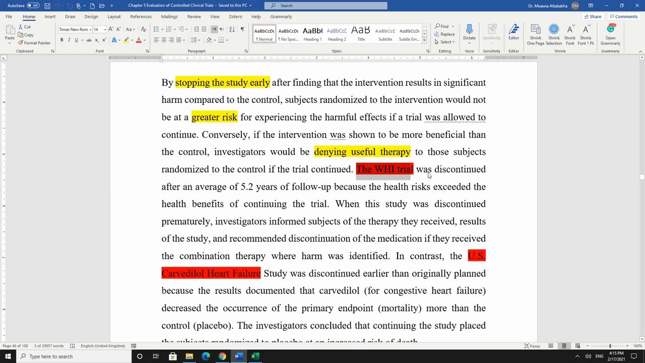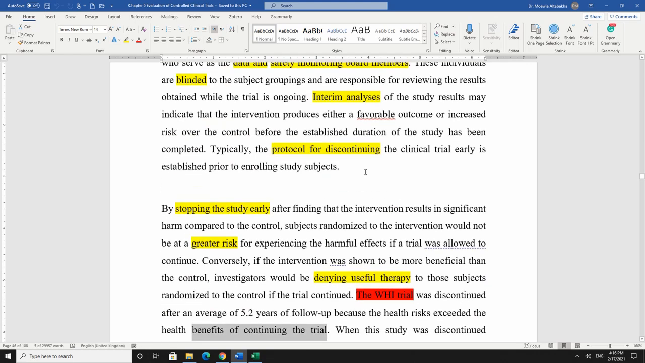Look at the Women's Health Initiative. The Women's Health Initiative trial was discontinued after an average of 5.2 years of follow-up. They stopped before the duration, before the follow-up was complete. Why did they stop? The health risk exceeded the health benefit from continuing the trial. Okay, that's why they stopped.